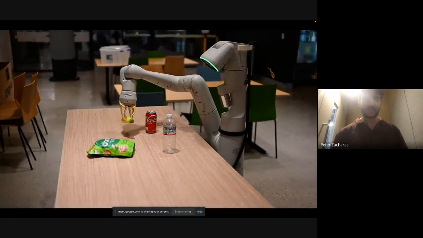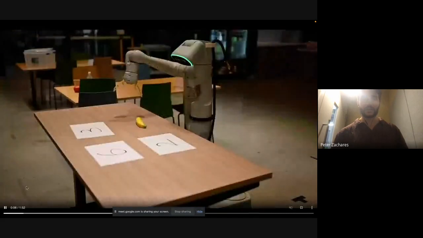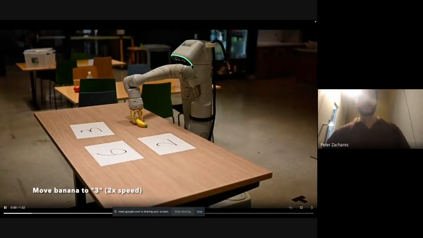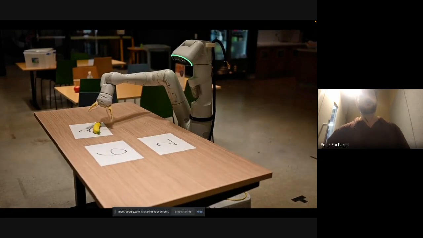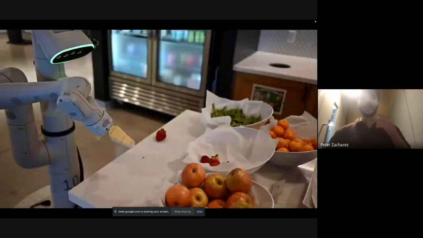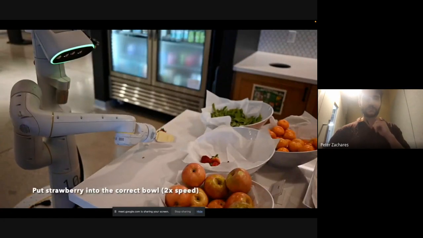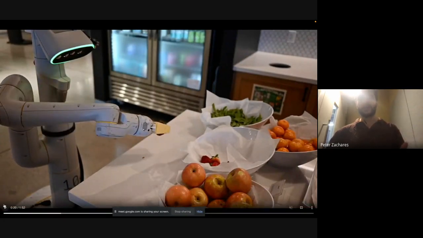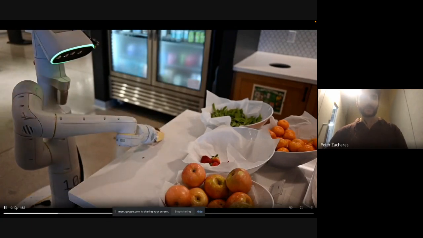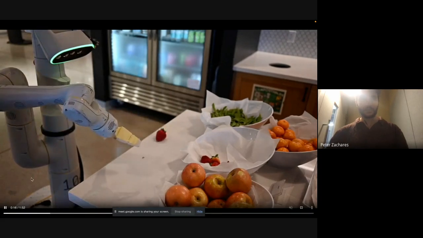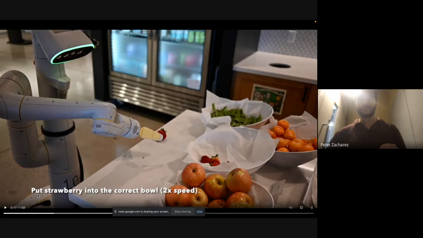So here's an example of a task that's being performed, which is move the banana to the water bottle. And these are unseen tasks, which means the robot didn't see these instructions when it was being trained. The interesting thing about these tasks is that if we go back, you can see it says put the strawberry in the correct bowl, which means there's some semantic reasoning that has to happen for the model that's being used to control this robot. It has to understand that the correct bowl is the bowl that has other strawberries in it.